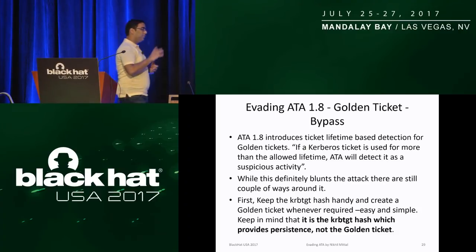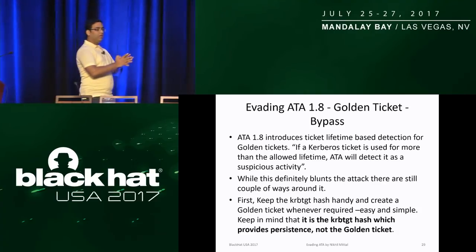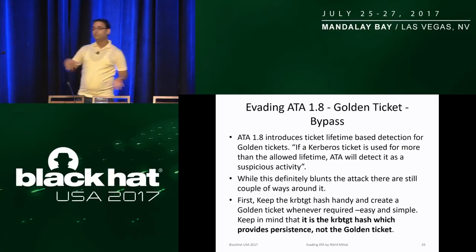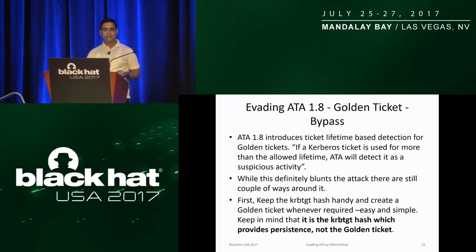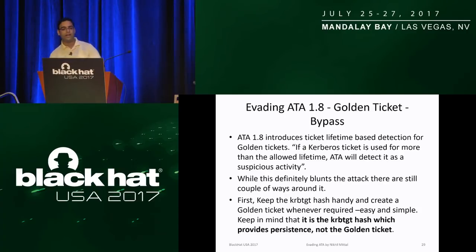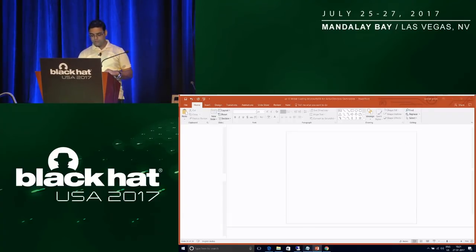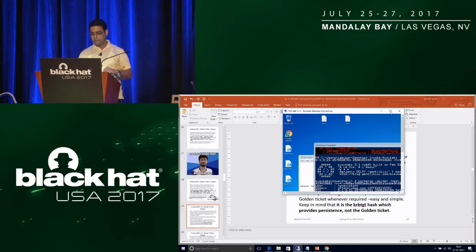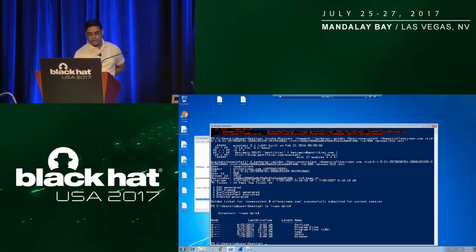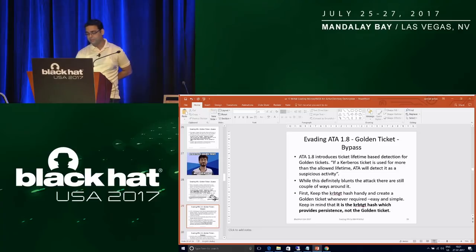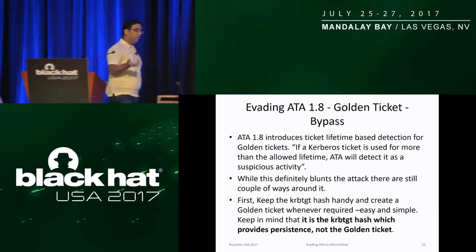So there are two ways around it. First one, it is the Kerberos TGT hash and not your ticket saved to the file, which provides you persistence. So stop doing something like this where you create a golden ticket, save it to the file, and use it later on. That would be a dead giveaway. Why? Because of this thing. Whenever you create a golden ticket, or for that matter any TGT, there is a lifetime attached to it. If you create it today and use it 6 months later, the detection would be quite obvious.